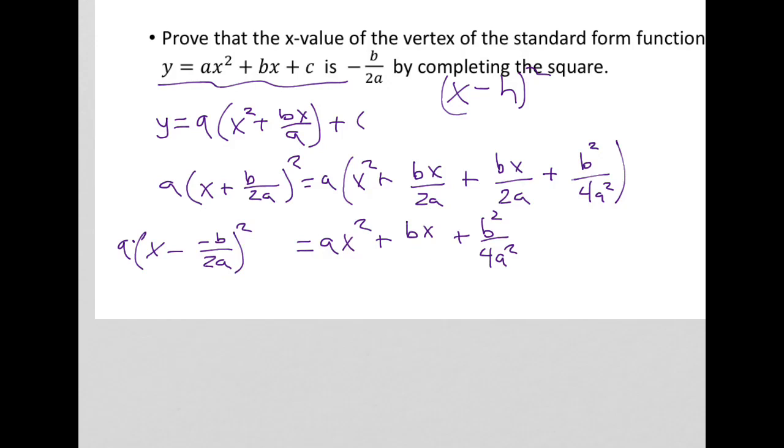So to get from b squared over 4a squared to c, I need to subtract b squared over 4a squared and add c. It's the simplest way to do it, so that I can finish this off as a times x minus negative b over 2a squared plus, minus b squared over 4a squared plus c. And if you take just that last expression there that I put in red, that should give you your k value, the y value of your vertex. So check me on this, see if that actually works. That'd be cool.